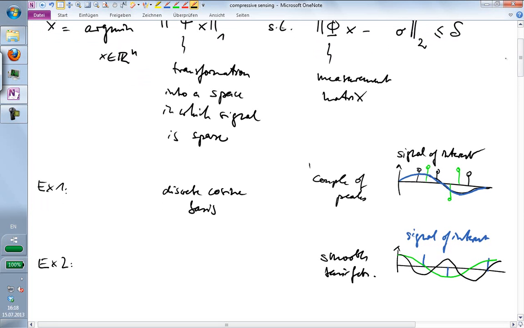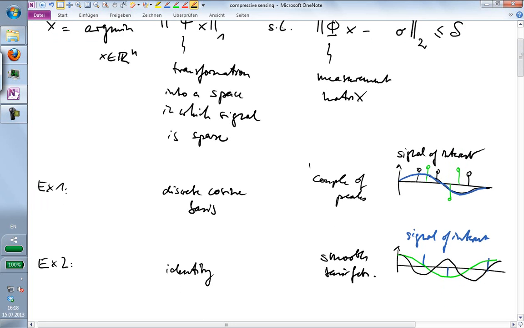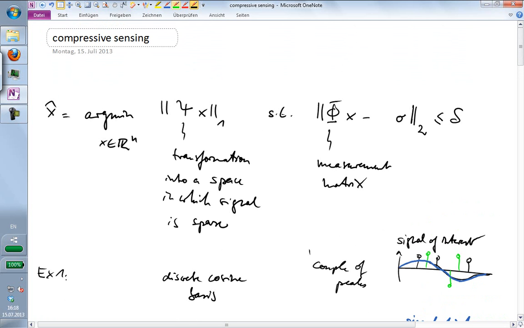And well, the transformation, the original signal is already sparse in the original domain. So here I could use as transformation matrix simply the identity matrix. Okay, so what do we have overall? We have a term that makes sure that our reconstruction X explains the data.